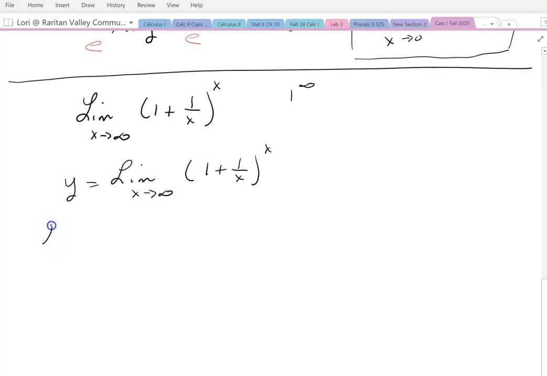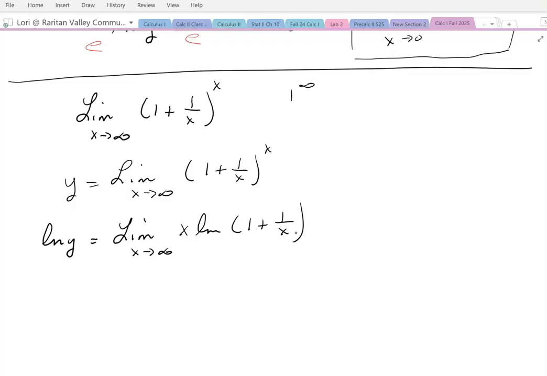Natural log of both sides. I'm going to take the natural log, but I'm going to move it to the inside. So I'm going to get the limit as x goes to infinity. I'm just going to skip a step here. When you take the natural log, I can move the x out front, so it becomes x ln of (1 plus 1 over x). All right, which is going to give me infinity times 0, because the natural log of 1 is 0.